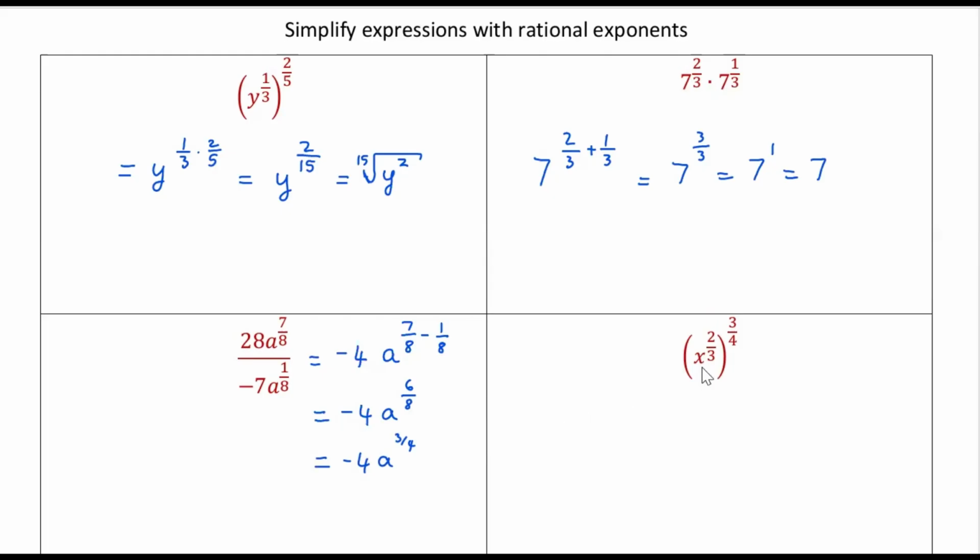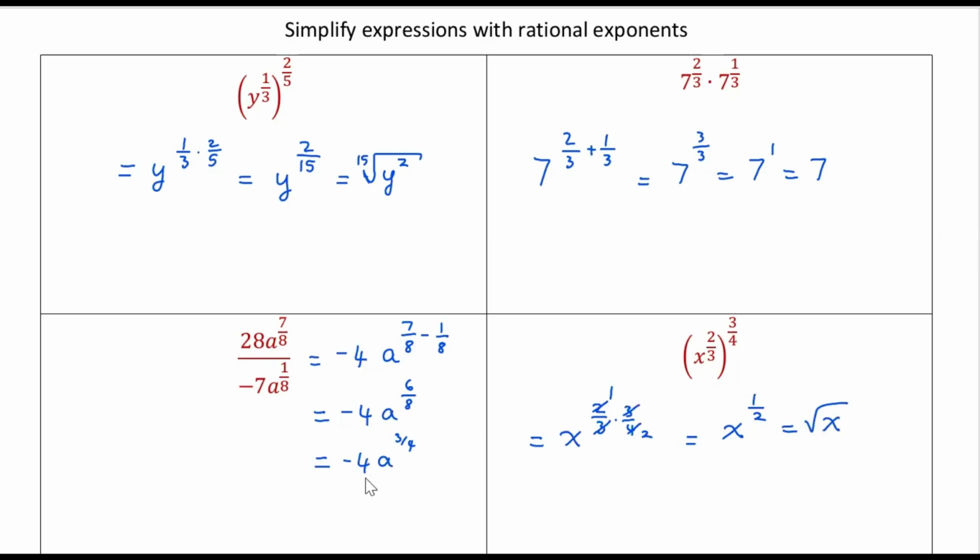The second example, again, we have two exponents on top of x, so we can use the power rule to multiply these two exponents. The 3's will cancel out, and actually we can divide both by 2. So this will simplify to x to the power 1/2, which is simply the square root of x.